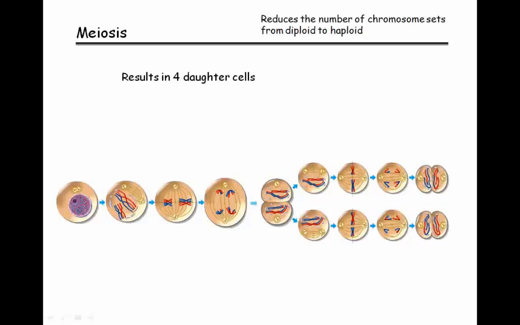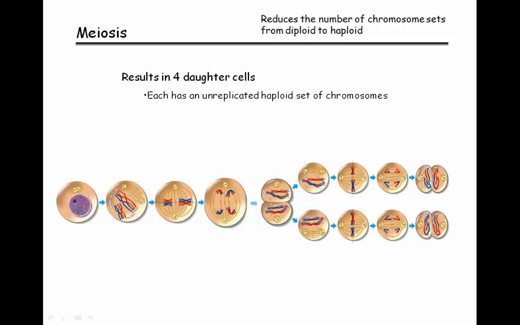Meiosis is ultimately going to result in 4 daughter cells. These daughter cells would be the gametes, so this would be egg or sperm, depending on whether we're talking about a male or a female. Now these daughter cells are all going to have an unreplicated haploid set of chromosomes. This is because meiosis is a reductive division, and by reductive division it does cut the number of chromosomes in half. We're also cutting the ploidy in half.